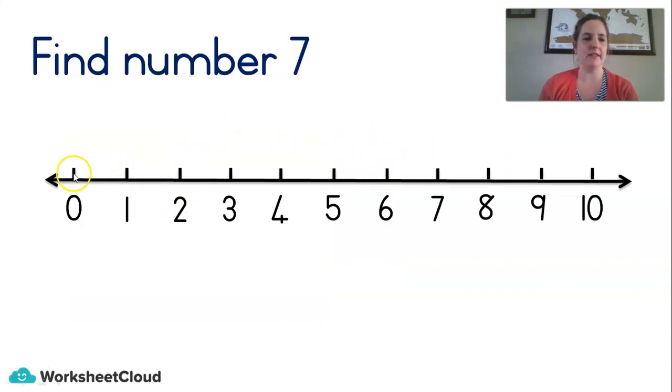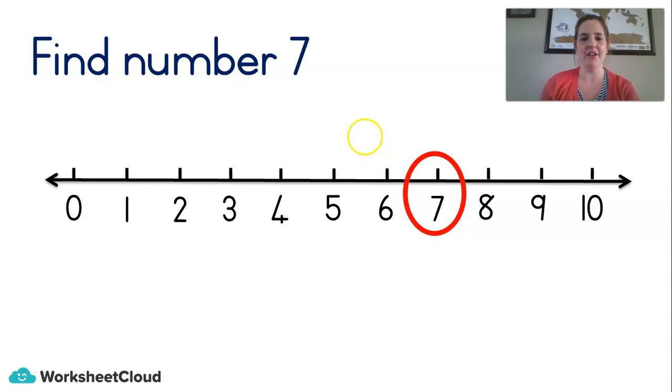Let's count, always starting at 0. Let's go. 1, 2, 3, 4, 5, 6, 7. Very good. What number comes before 7? 6. What number comes after 7?